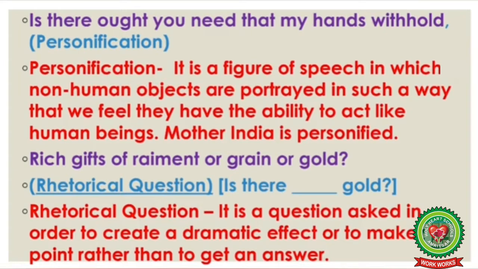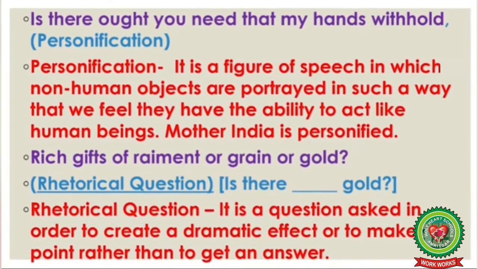Now, the next figure of speech used here is rhetorical question. So these two lines, "Is there aught you need that my hands withhold? Rich gifts of raiment or grain or gold," is a rhetorical question. Now, what is a rhetorical question, children? It is a question asked in order to create a dramatic effect or to make a point rather than to get an answer. So here the poet, through Mother India, is not demanding any answer from the world or from the British. It is actually laying stress on these two lines by creating a dramatic effect.